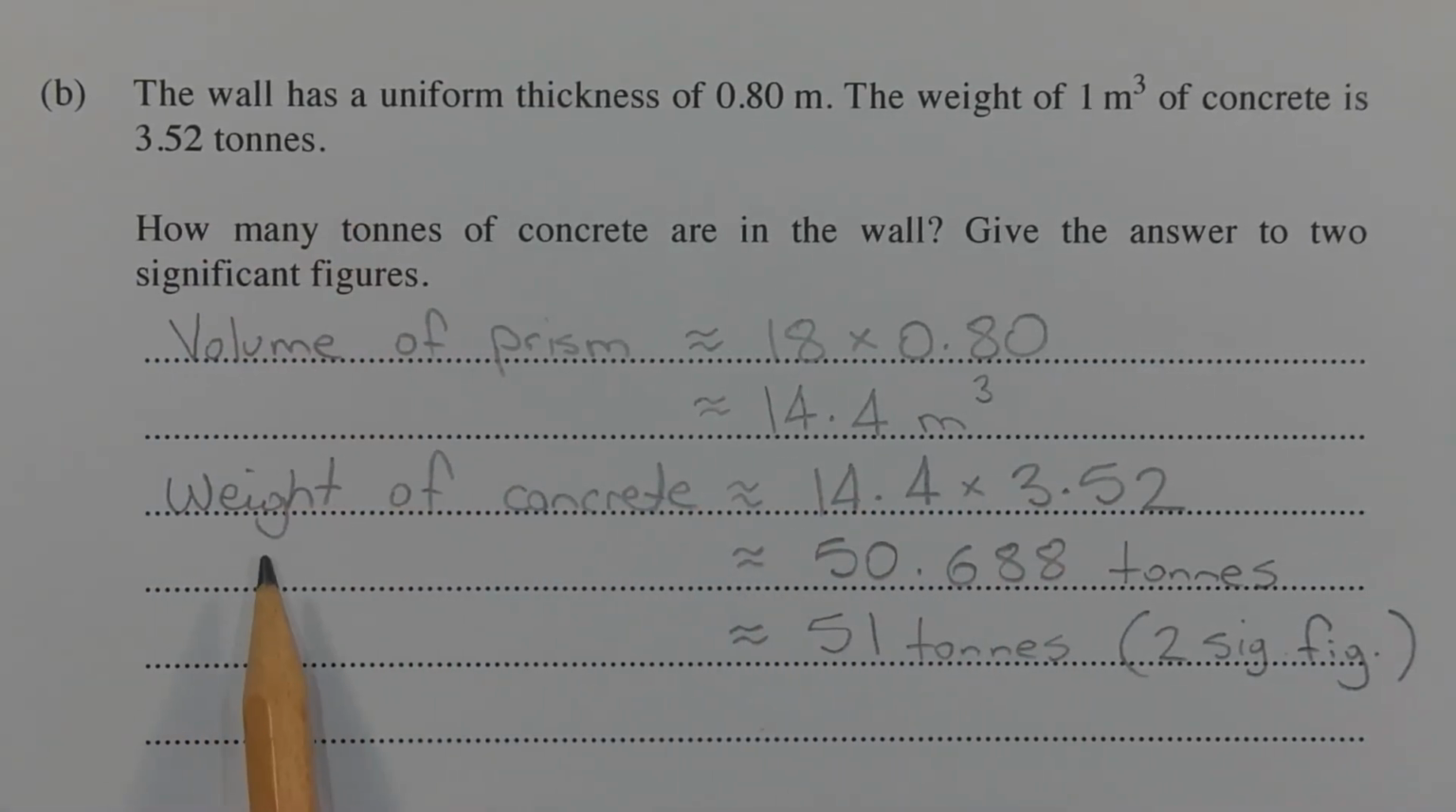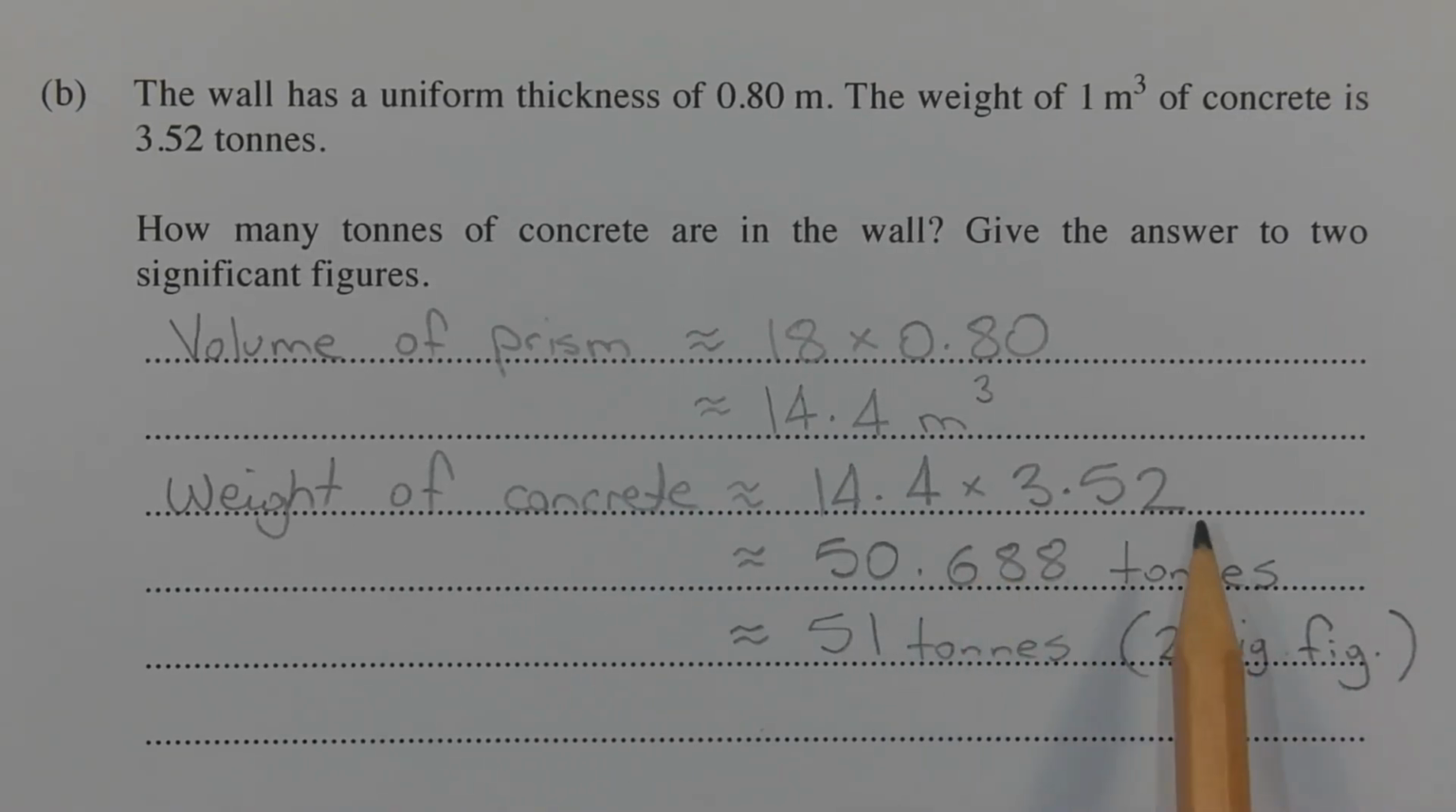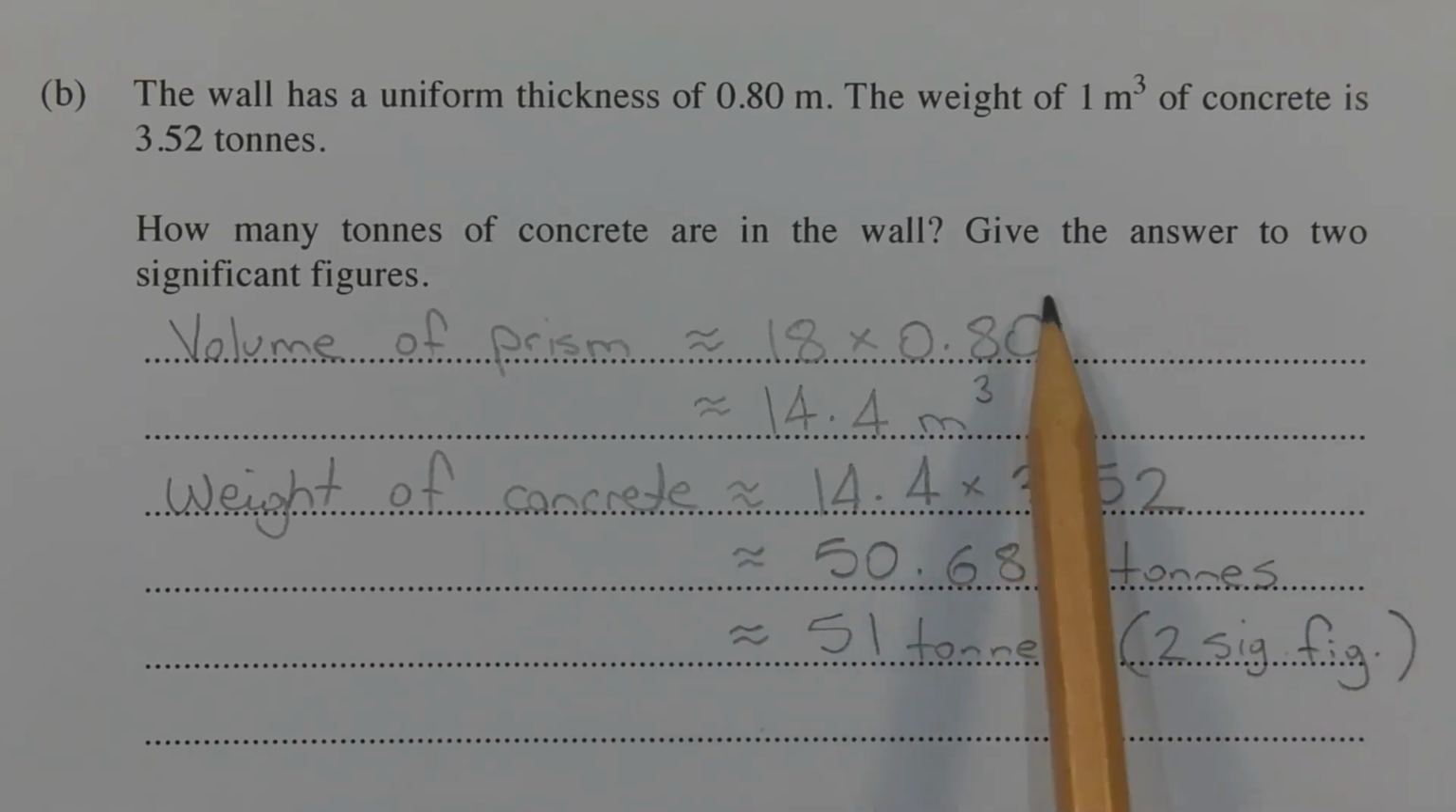So to get the weight or mass of concrete in this wall, we take the volume of the wall, which is 14.4 cubic meters, and we multiply that by the weight of concrete per cubic meter, which is 3.52. And that gives us approximately 50.688 tons. Now the question is asking us to give the answer correct to two significant figures.